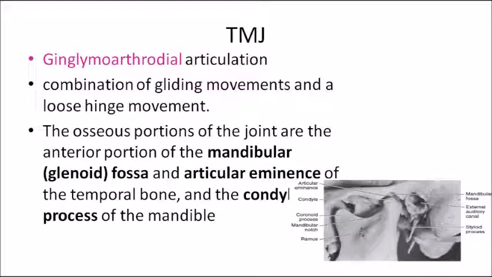Now, which are the bones or osseous structures involved in the TMJ complex? One is the condylar process of the mandible, which articulates with the mandibular fossa or glenoid fossa in the cranial base, and the boundary of this TMJ is also formed by the articular eminence of the temporal bone. So these are the important osseous structures involved in the TMJ complex: first, the condylar process of the mandible; second, the mandibular fossa or glenoid fossa in the cranial base; and third, the articular eminence of the temporal bone.